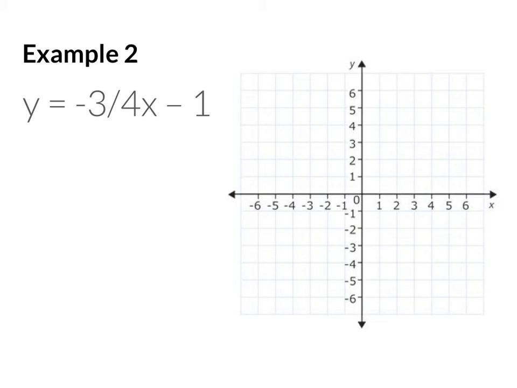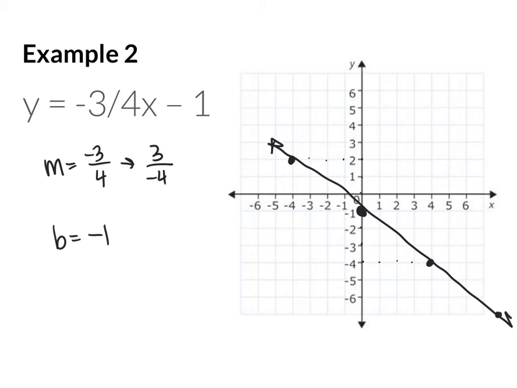For example 2, my slope is negative 3/4, and my y-intercept is negative 1. So I start at my y-intercept of negative 1, and then I'm going to drop 3 and run 4. 1, 2, 3, 4. And drop 3 and run 4, which will take me off the graph. So I can also rise 3 and run backwards 4, because that's going to give me the same value. I rise 1, 2, 3, run backwards 1, 2, 3, 4, showing my slope of my line.